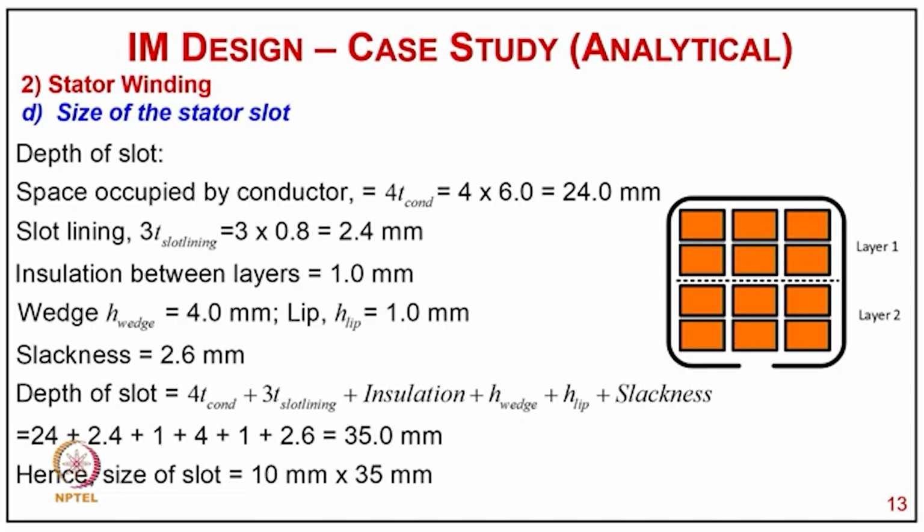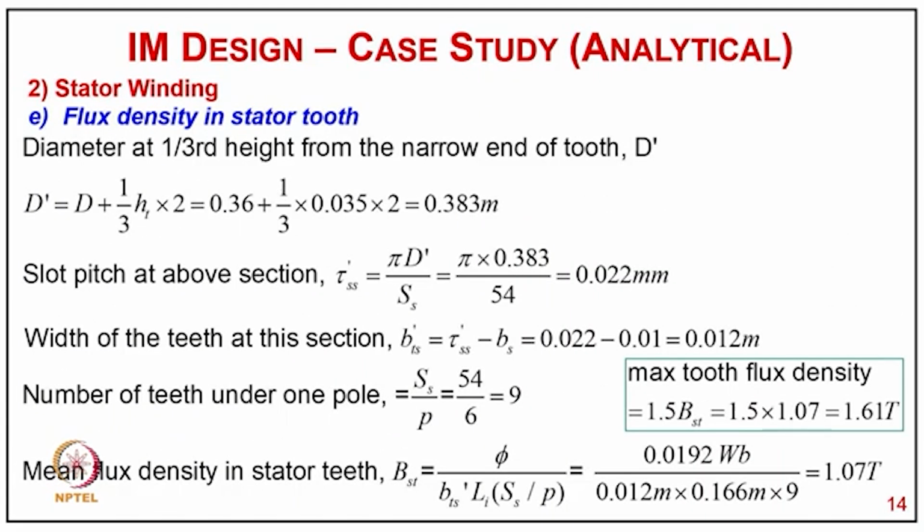So depth of the slot will be 4 into T conductor plus 3 slot lining plus insulation plus H wedge plus H lip plus slackness. Putting all values, it comes 35 millimeter. So here the size of the slot comes as a rectangular slot, 10 millimeter into 35 millimeter.